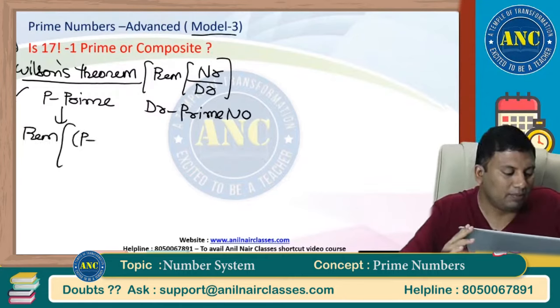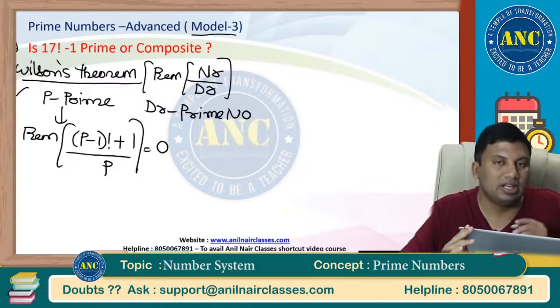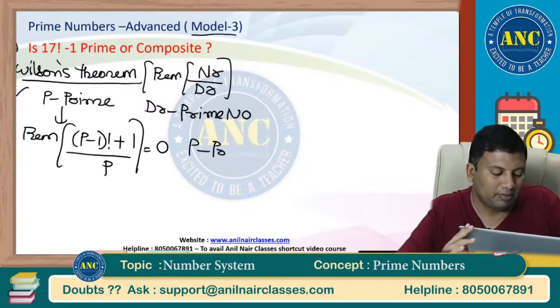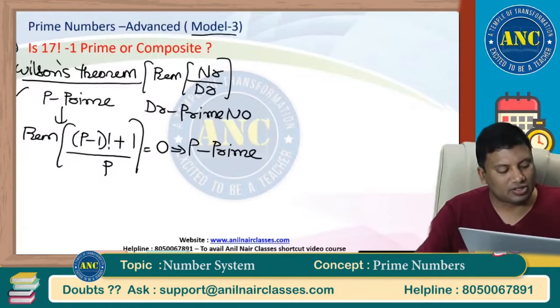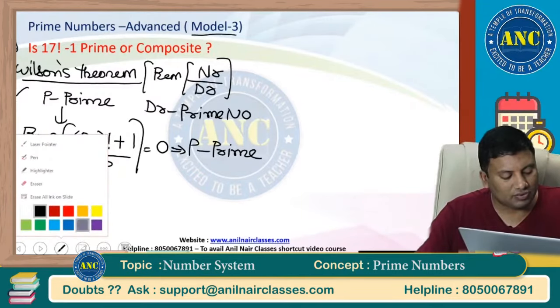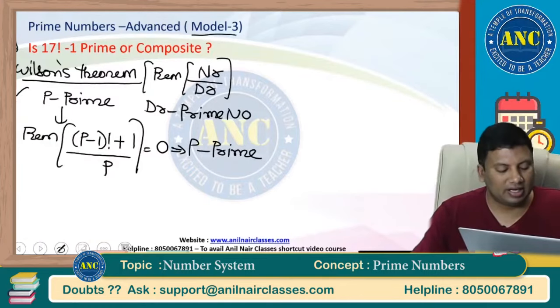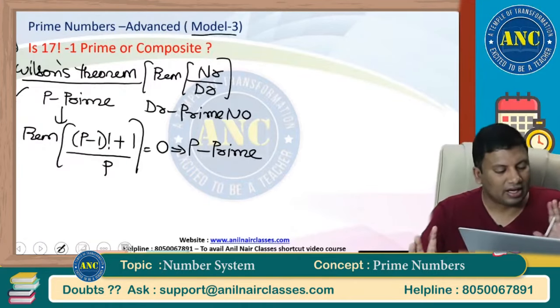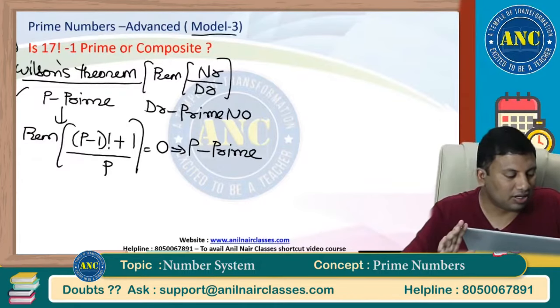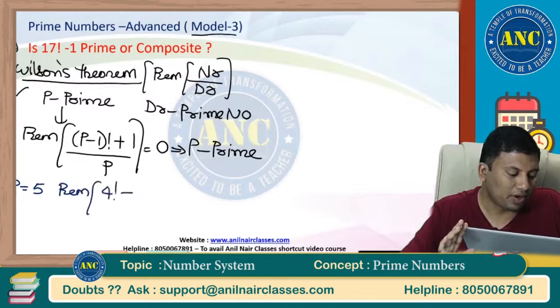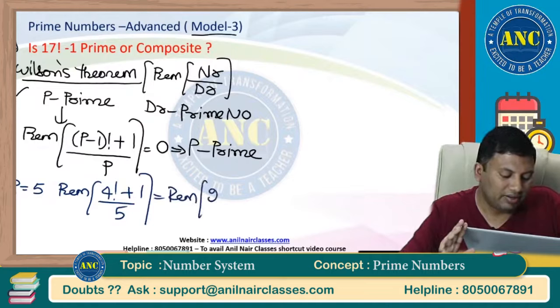Remainder when p minus 1 factorial plus 1 is divided by p, it is 0. p is a prime number. p minus 1 factorial plus 1 when divided by p, remainder is 0 when p is a prime number. Right? Now see here, based upon this one, you can take some examples. p is 5. This is nothing but 4 factorial plus 1, 24 plus 1, 25. 25 divided by 5, remainder is nothing but 0.